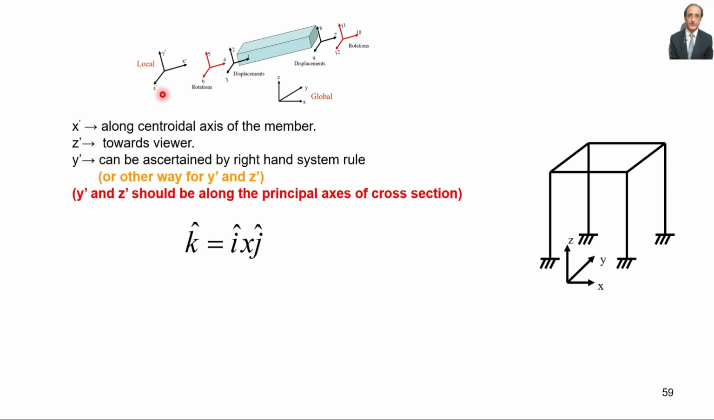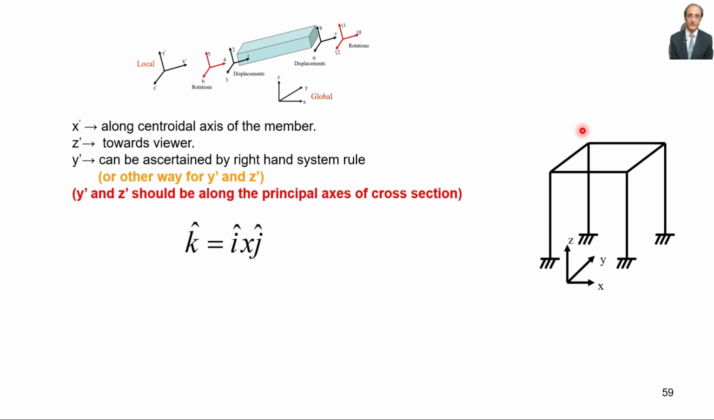It's not compulsory that we always choose the local z-axis along the viewer. So it can be the other way also, that we fix the local y-axis along the viewer, and then the z-axis will be defined accordingly by the right-handed rule. The local y and z axes should be along the principal axes of the section. So if it's a symmetric section, then it's very easy. If the section is not symmetric, then there is a way we will see in the next slide.